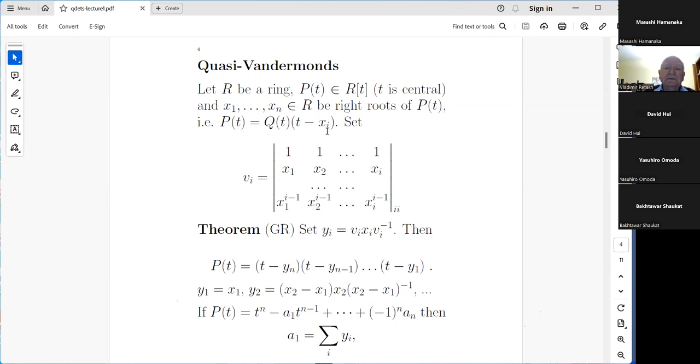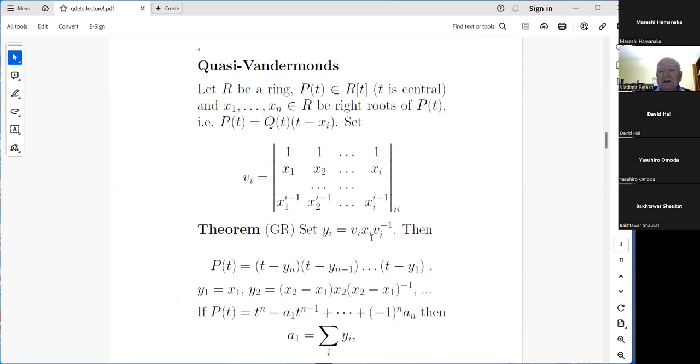So again, like I did for Wronskians, I will define Vandermonde quasi-determinants. Again, this is a quasi-determinant, which starts with the lower right corner, xi to the i minus one. And suppose it's defined and invertible. Then I introduce expressions y sub i.